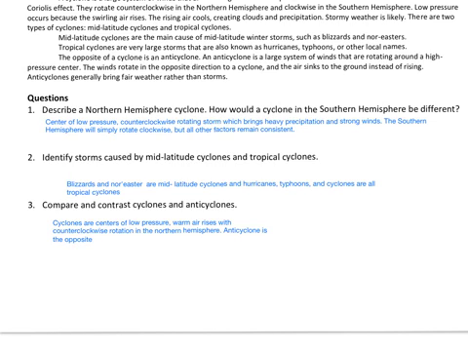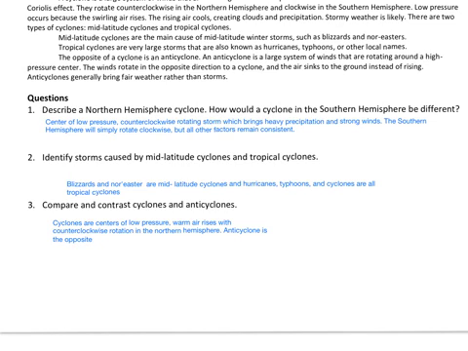All right, compare and contrast cyclone and anticyclone. As I said before, a cyclone is the center of low pressure. So you get the warm, moist air rising and the counterclockwise rotation in the Northern Hemisphere. An anticyclone is going to be a center of high pressure. So high pressure usually means you have cool air sinking, and that's going to be clockwise rotation.